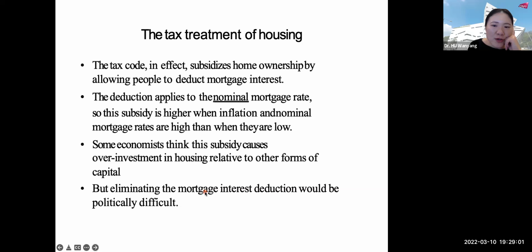On the other hand, politically speaking, it's impossible to remove this favorable tax treatment, because promoting home ownership is not only about the economic sense. Sometimes it's more about the social implication, the political implication, and even whether it's a human right. So it's impossible to eliminate this type of favorable tax treatment.